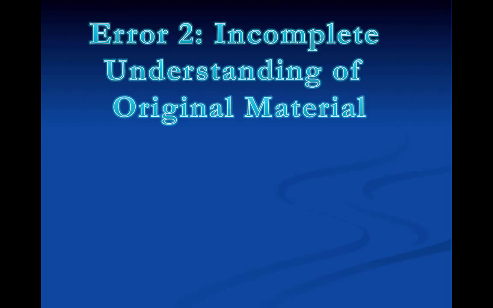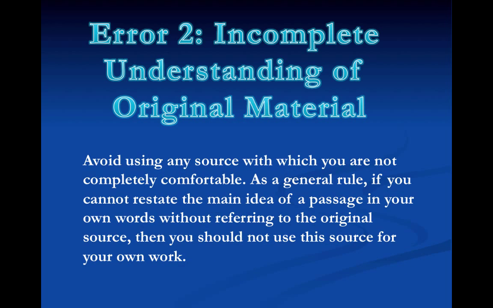Error 2, incomplete understanding of the source material. If a student does not understand the text he or she is trying to paraphrase, then often plagiarism occurs. If you can't restate the main idea of a piece of text without looking at the original, then don't use it. Or use these strategies to help you understand it. Read the original text until you are sure of the meaning. That includes looking up the definitions of words you don't understand, or possibly getting your professor or a librarian to help you with the meaning.